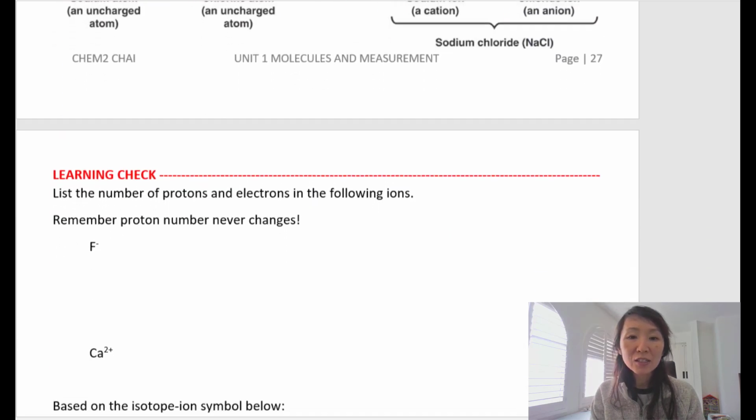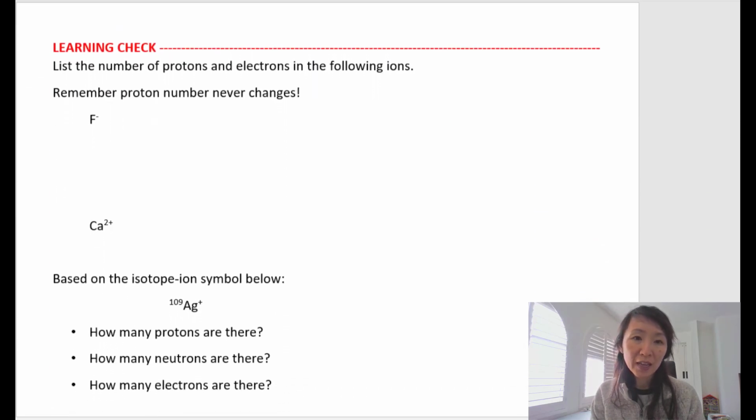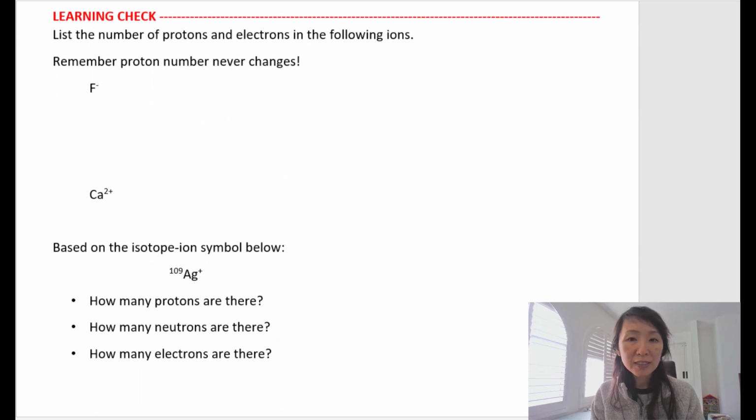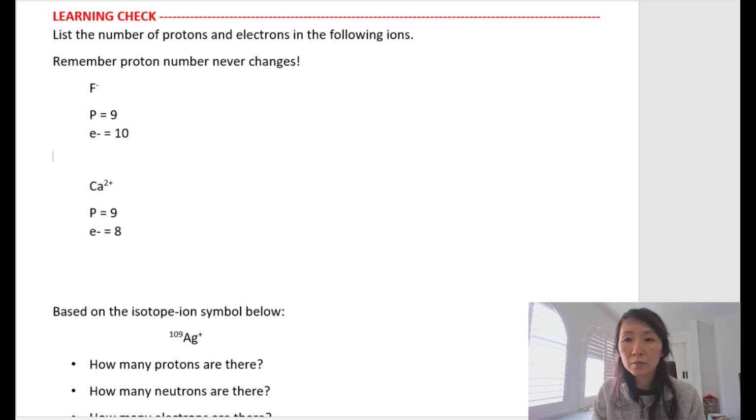Based on this, let's go over a learning check. List the number of protons and electrons in the following ion. Remember, proton number never changes. Try this and come back. Coming back from the pause. So fluorine has 9 protons and it has 10 electrons because this is a fluorine anion with the charge of -1. There's one more of the negatives than the protons.